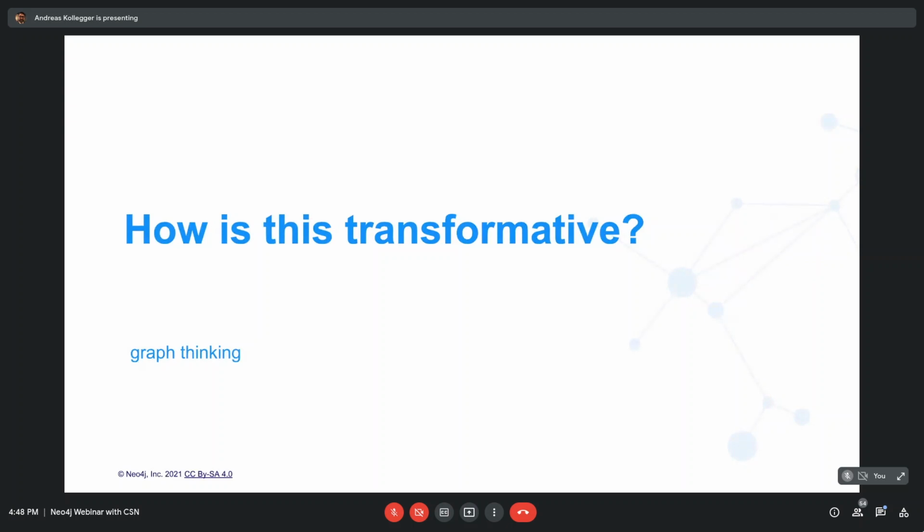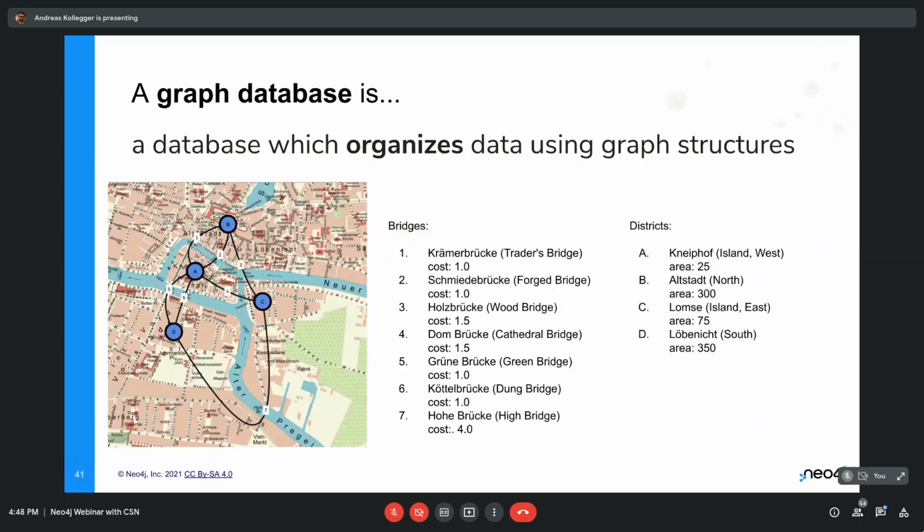How is all of this stuff transformative? Going back to where we started, a graph database is simply a database which organizes data using graph structures. That's practical, that is powerful, and for me, my experience was that this unlocked a lot of approaches that I wouldn't have taken because I just had an intuition that they wouldn't work with the databases that I had been using previously.